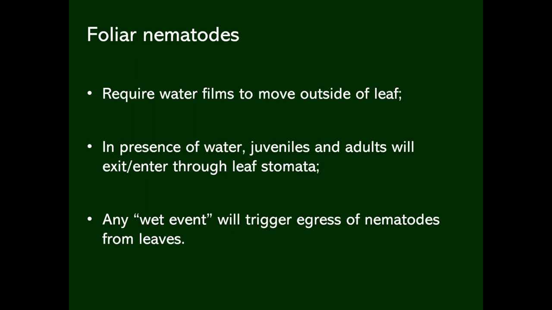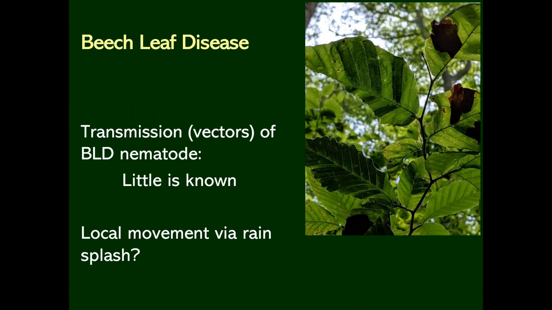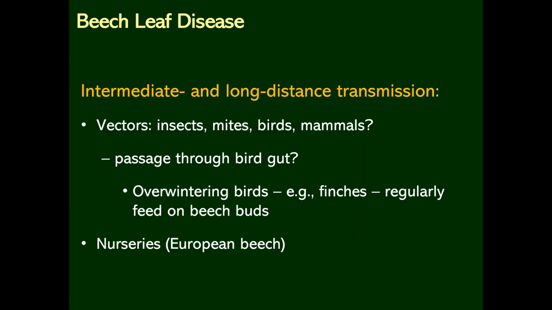And as I say, we're learning more. As far as the transmission of the nematode is concerned, very little is known. Lots of speculation, just based on common sense. Local movement via rain splash seems likely. Intermediate and long distance transmission: we suspect vectors like insects and mites and birds and mammals could be involved.